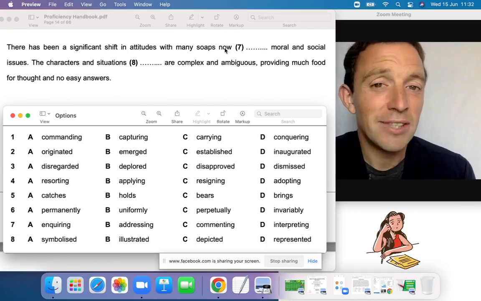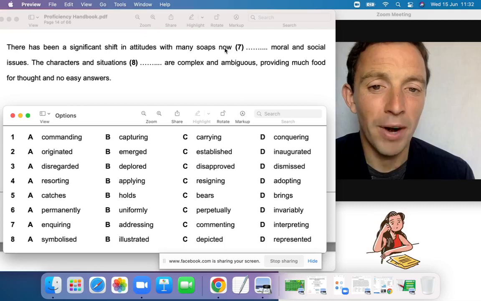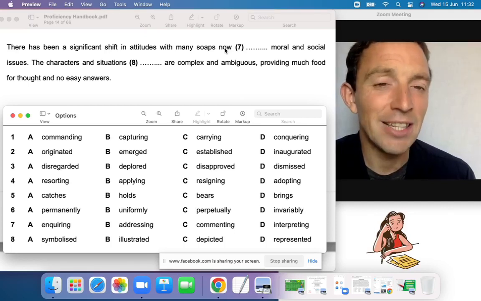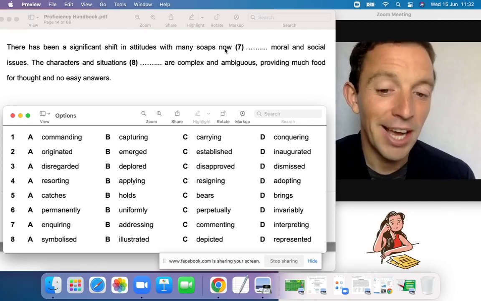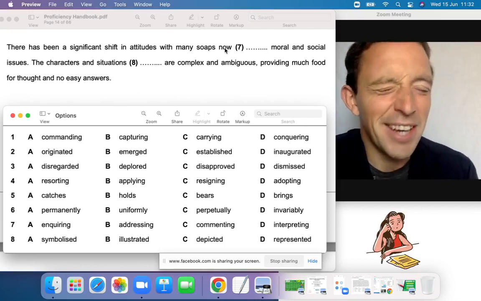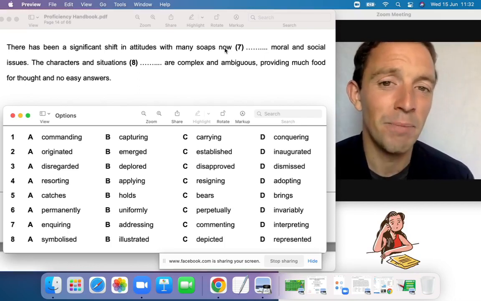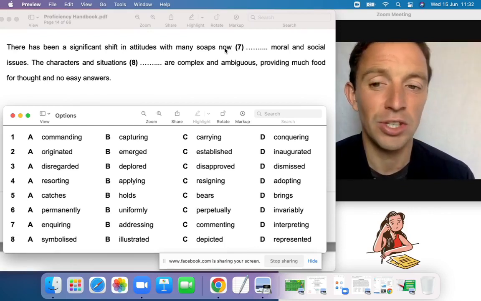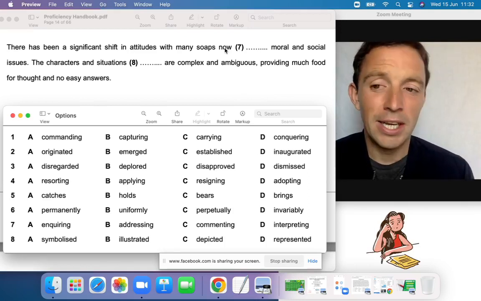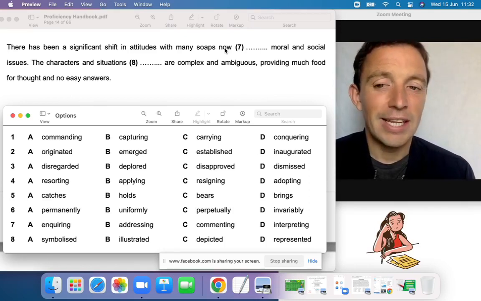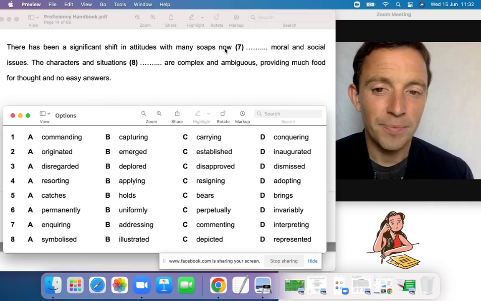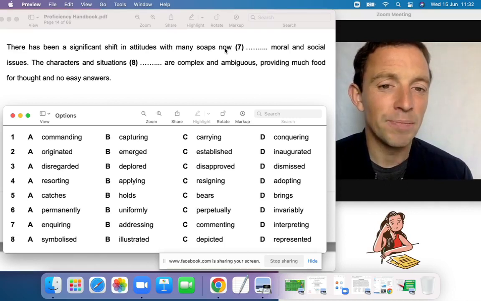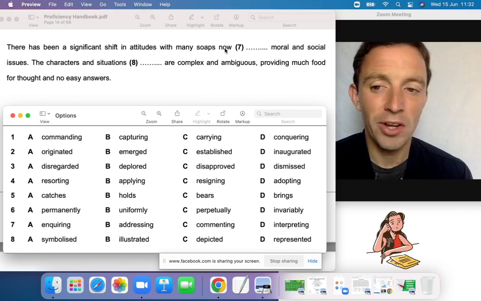So for me, this fits very, very well. The soap opera addresses, deals with, talks about, comments on, interprets. So they're all very, very similar, but the best one that fits very well is addresses moral and social issues. It deals with the moral and social issues, in my opinion. Number 8, the characters and situations are complex and ambiguous, providing much food for thought and no easy answers.